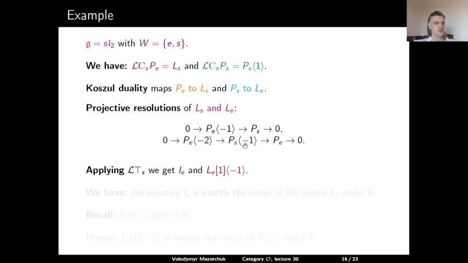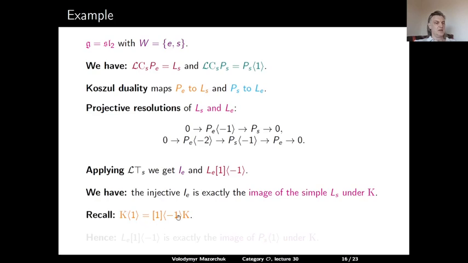So we have homology in homological position -1, which is L_e, so we will get L_e shifted by 1 and -1. We know that the injective is exactly the image of the simple L_s under Koszul duality, so this matches. And then again, if we recall how Koszul duality interacts with grading shifts, we get that L_e shifted by 1 and -1 is exactly the image of P_s shifted by 1 under Koszul duality. So this matches as well.